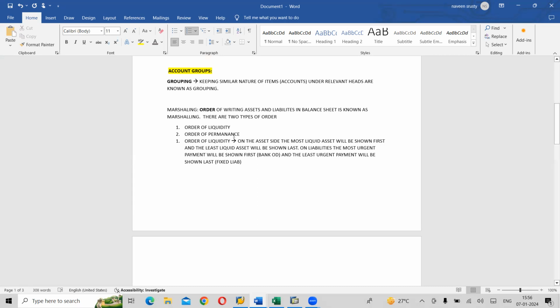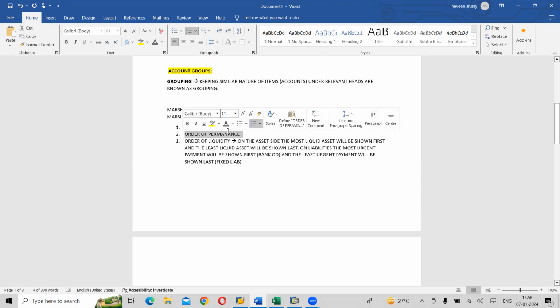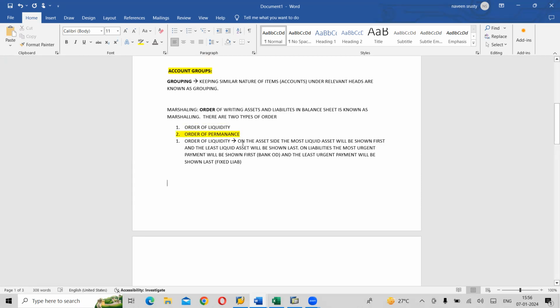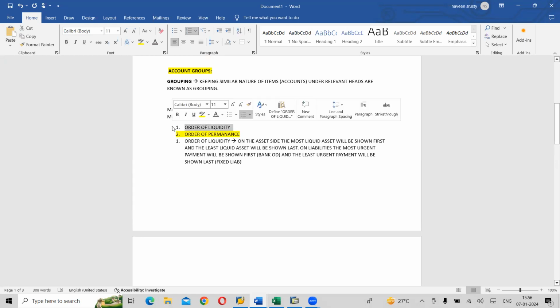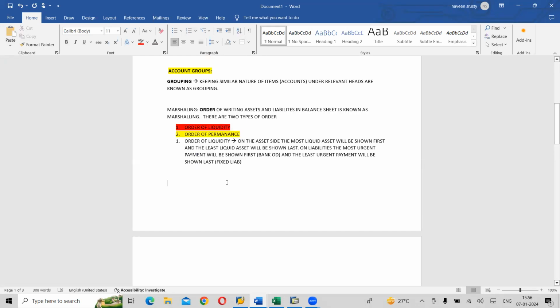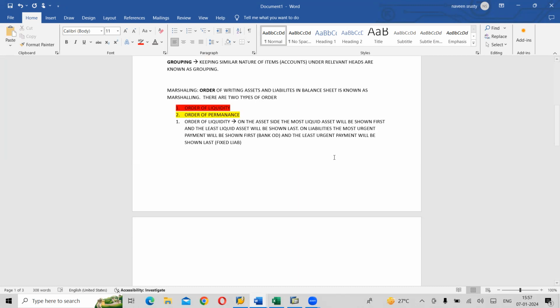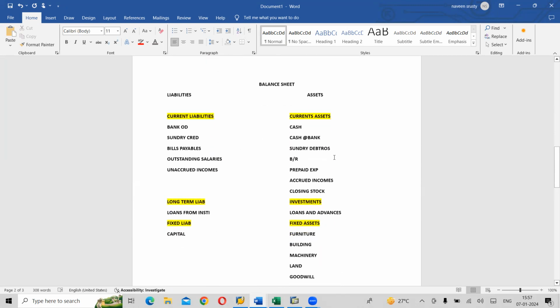So on the other hand, the order of permanence is the opposite of this. What would be the order of permanence on the asset side? The most liquid asset will be shown last and the least liquid asset will be shown first. So here, what I mean is that this is opposite, right? So the most liquid asset will be shown last. That is how the order would be.